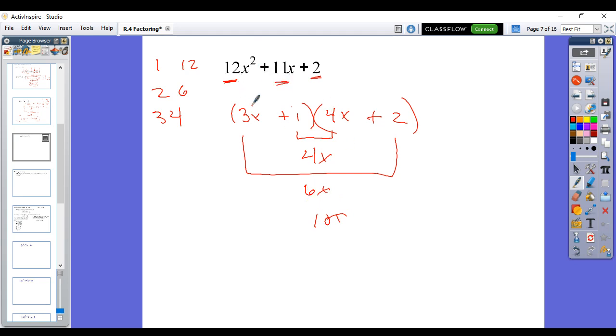All right, what if we flip them? Let's see what happens if we flip them. We put a 4 right here, 4x right here, and then 3x. 3x times 1, you get 3x. 4x times 2 is 8x. 8x plus 3x. Hey, look at that, 11x. That's our factor right there. So our final answer is 4x plus 1, 3x plus 2.